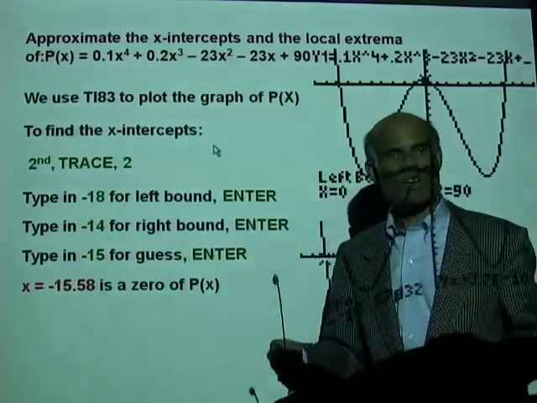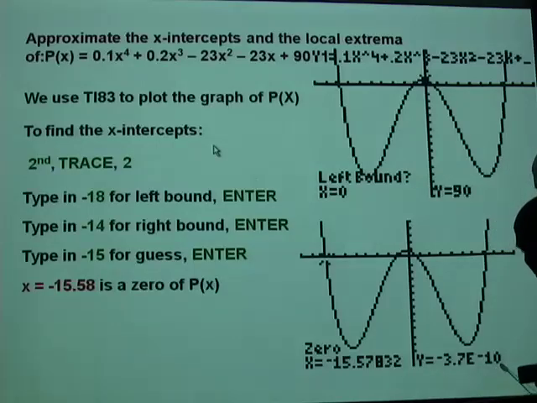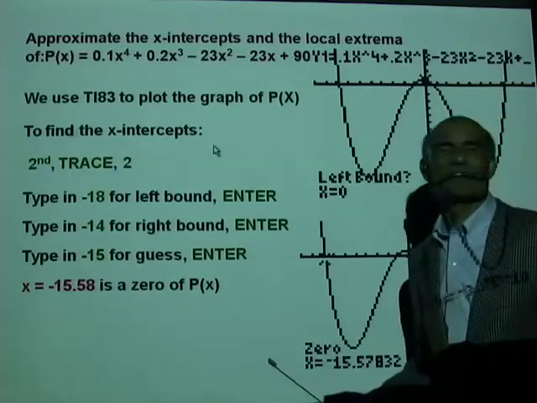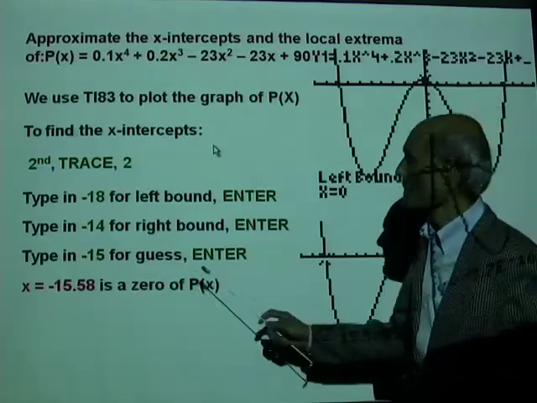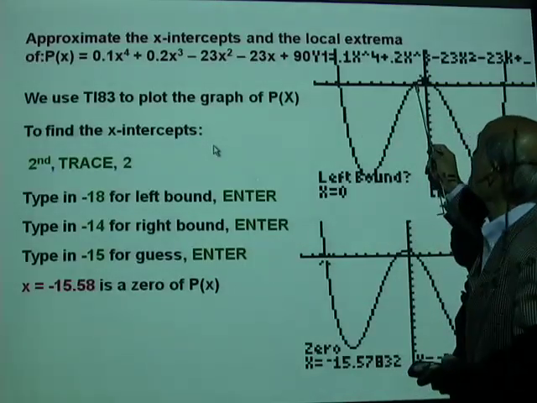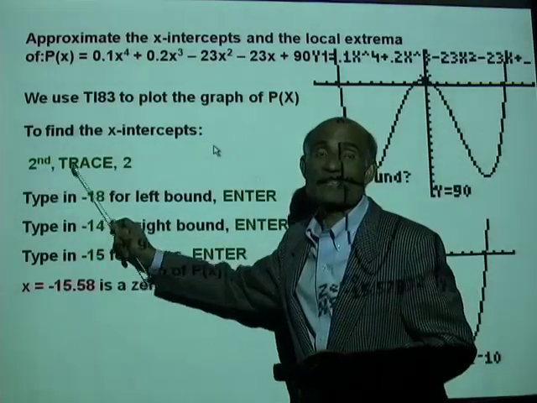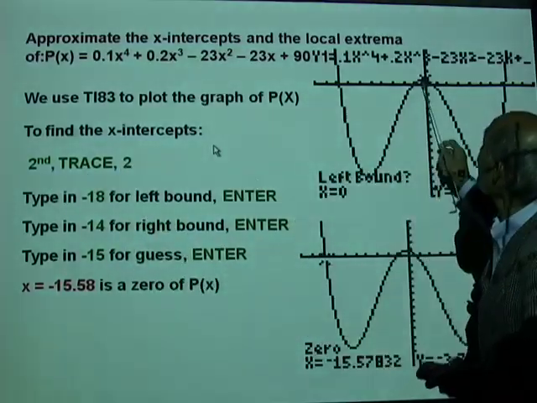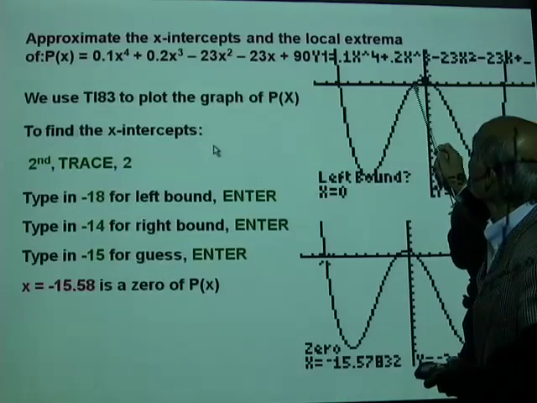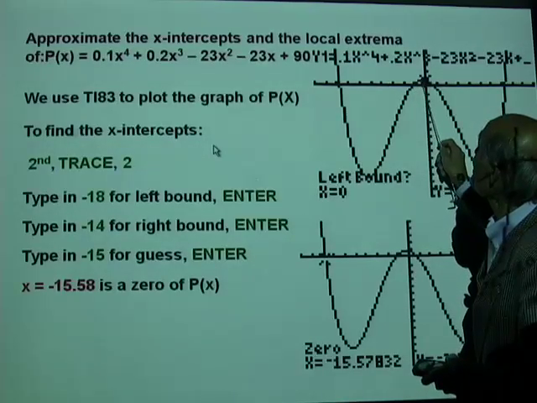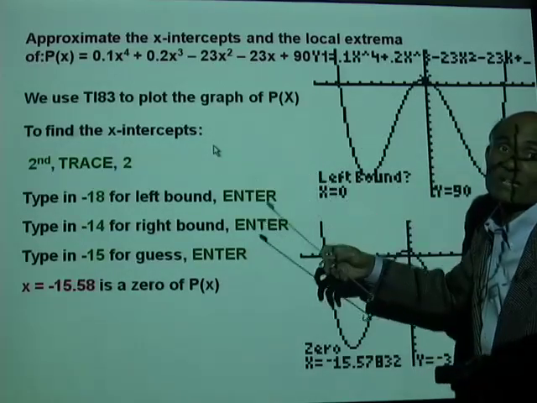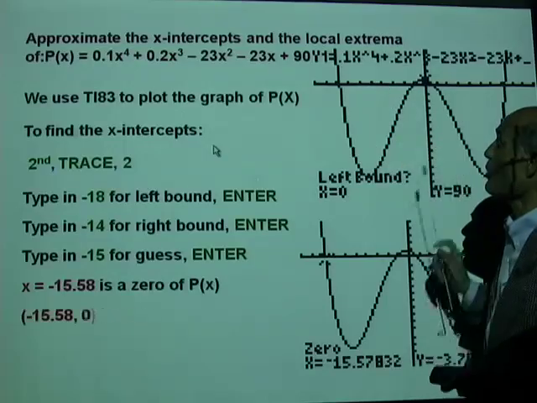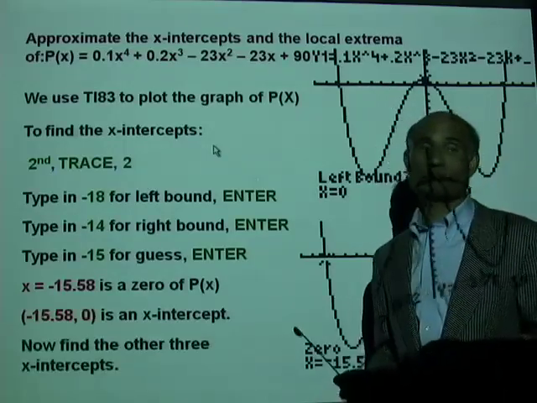That's an approximate value, not the exact value. If you look here, it says y equal to -3.7 times 10 to the -10. Y is supposed to be 0, but this is, for all practical purposes, 0. Now you can find the other x-intercepts. Repeat this. Second trace 2, and bring the cursor somewhere to the left for the left bound, to the right for the right bound, and back to the point for a guess, and each time enter and find the 4 x-intercepts on your own now.